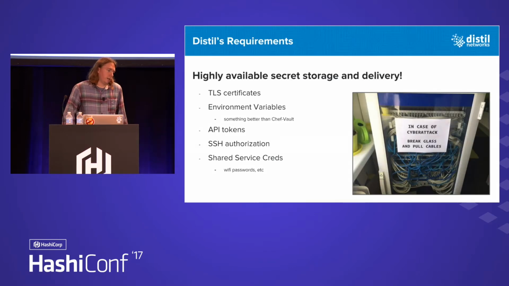So I started with Vault about a year and a half ago. Before we made a decision to even go with Vault, the things that we needed to deal with were TLS certs, environment variables, something better than Chef Vault, which I'll go into more detail. Anyone who's used Chef Vault probably knows how much of a pain it is. API tokens, just for connecting to other services, SSH login stuff, and then just random other things that we share in Office.